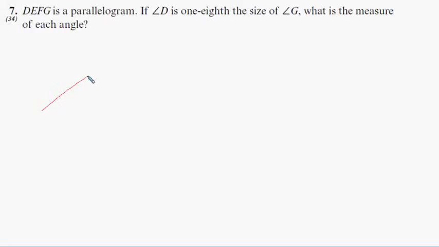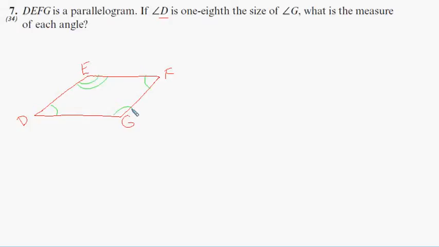So it's a pretty exaggerated parallelogram, I guess we could say. And so D is really small. I'm going to call this D, and then E, F, and G. Now there's some things that we know about parallelograms. We know that opposite angles are congruent to one another, okay?